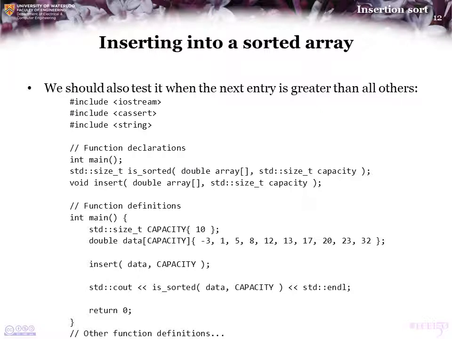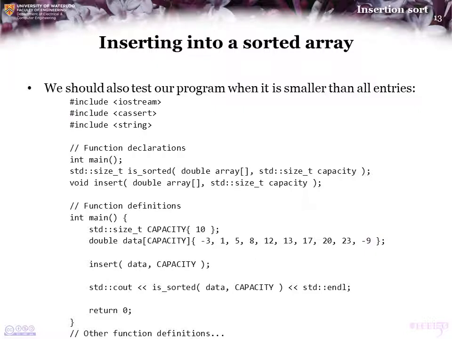Now, we should also test this when the last entry is already greater than the last entry of the array. So here, I'm going to have the exact same test, but instead the last entry is greater than the second last. So in essence, I'm trying to insert the last entry into an array when that entry is already in the correct location. Okay. Fortunately, when this compiles and executes, it works as expected. Let's try the opposite.